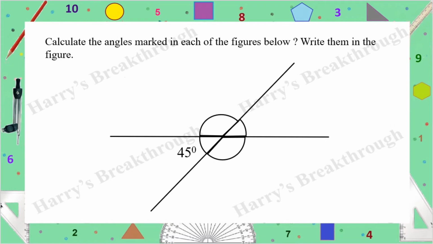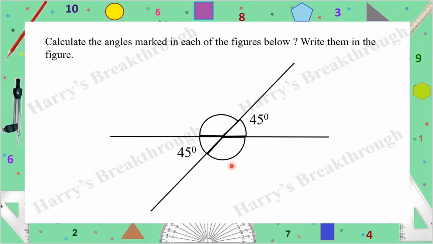Now calculate the angles marked in each of the figures below. Write them in the figure. Here also you can see two lines cutting across each other and four angles made. One angle is given as 45 degree. So how much will this angle be? This will be 45 degree because these two angles are opposite angles.